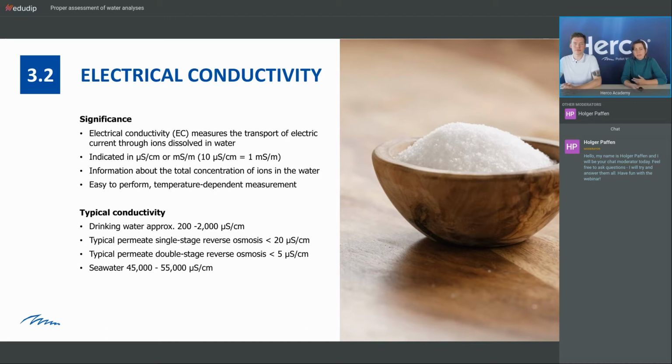And we have typical conductivities of, for example, drinking water, 200 to 2000 microsiemens per centimeter, usually more on the lower range. The typical permeate of a single stage reverse osmosis would be under 20 microsiemens per centimeter, very approximately. It, of course, depends on the feed water as well. And a double stage, like our NDP plants, for example, would be under 5 microsiemens per centimeter. If you look at seawater, you see already that's quite a lot higher, up to 55,000 microsiemens per centimeter.